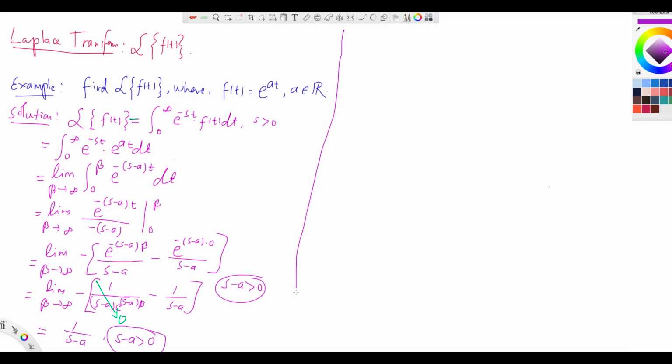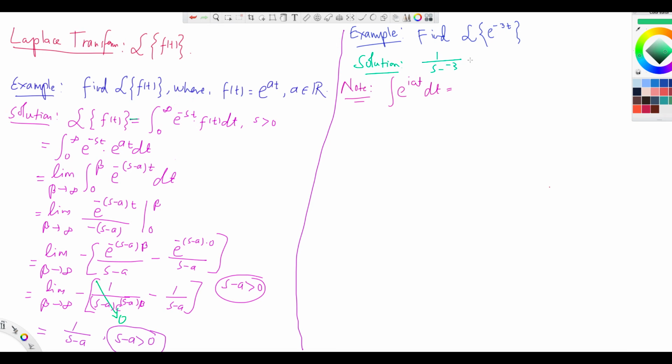Let's do one more example, a direct use of this formula. We see that the Laplace transform of e to the at, where a is a real number, is 1 over (s minus a), right? So what will be the Laplace transform of e to the negative 3t? The answer is 1 over s minus a, where a is negative 3. So s minus negative 3 gives 1 over (s plus 3), okay?